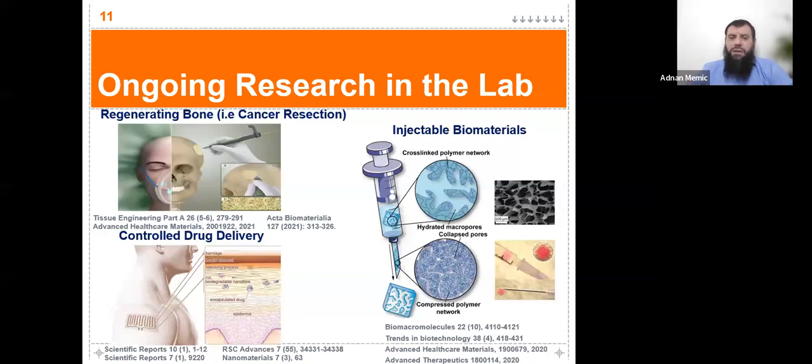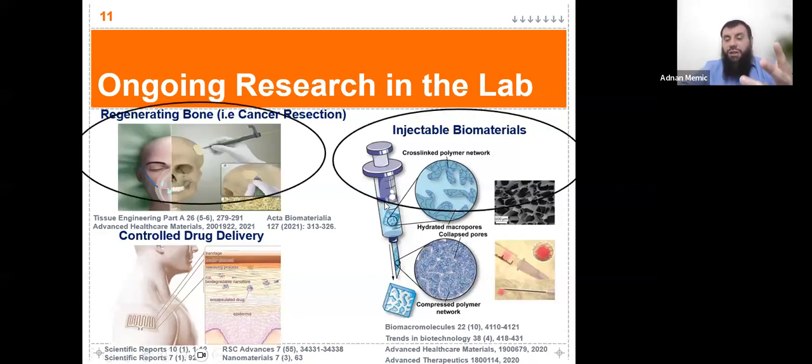The second part is injectable biomaterial. It's very important to think about ways, in some type of minimally invasive method, to deliver the medicine that you want at the right place, right? You don't want to do surgery. You don't want to do all these different things. Can we do this by making something injectable? So that's something very important.